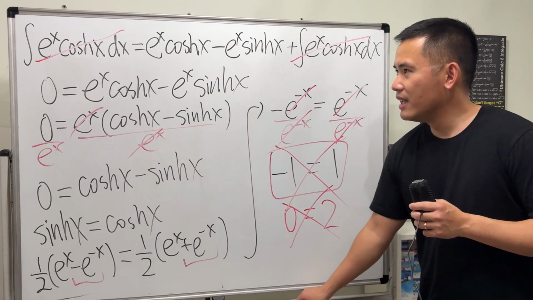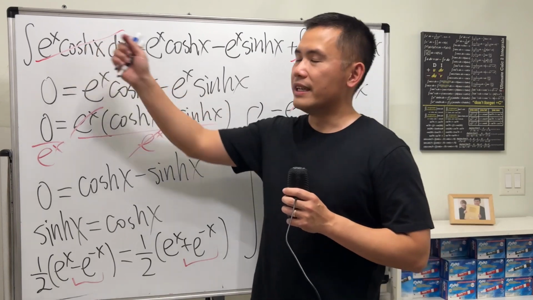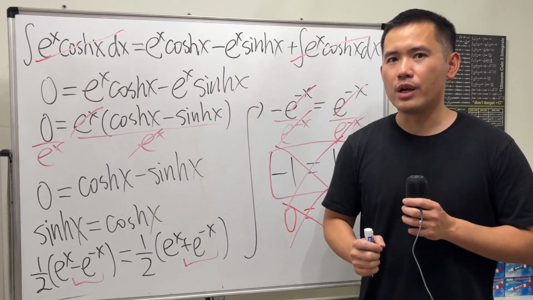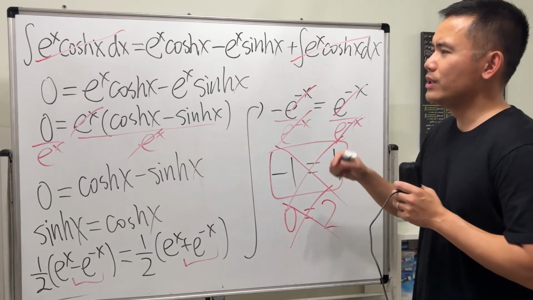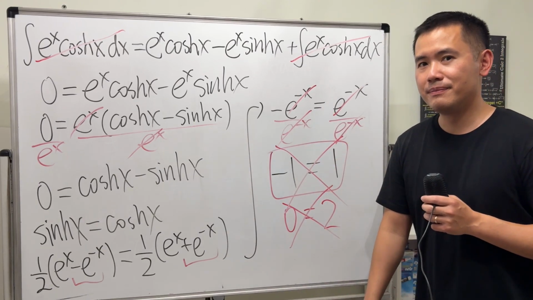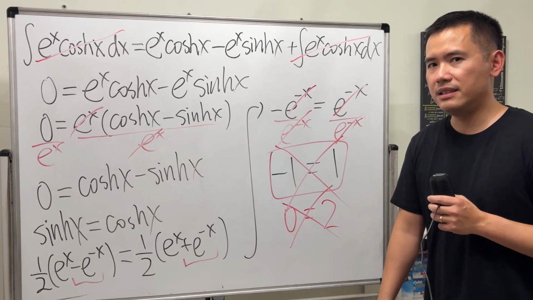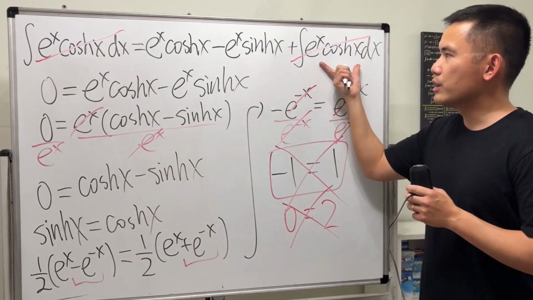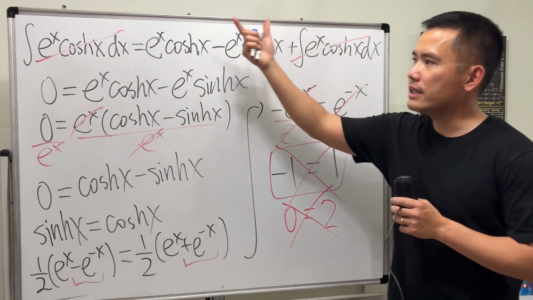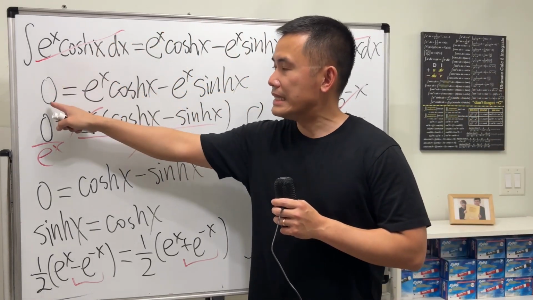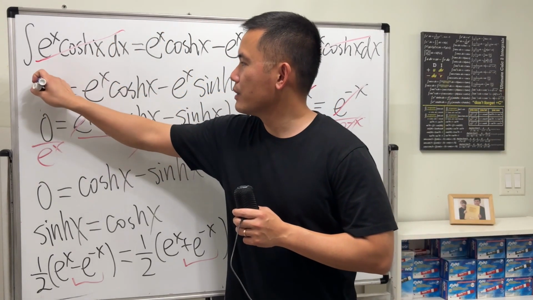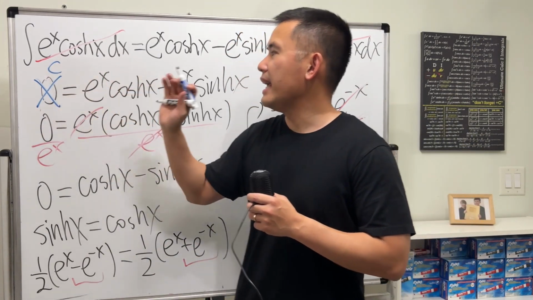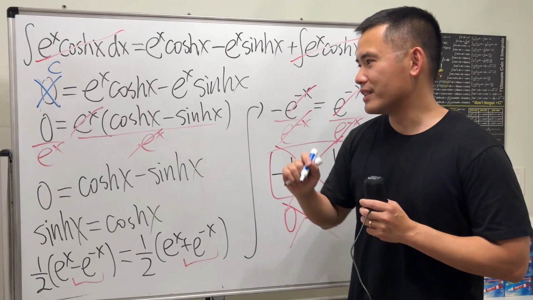Ready for the answer? Remember, we start off with an indefinite integral, so we should somehow end up with a plus c somewhere, right? But so far, do we ever use the plus c? No. Where is the plus c? Here's the deal. This is the integral. That's the integral. Technically, when we subtract them, this is not equal to 0. Here, this is technically a constant c, and that's where the mistake is.